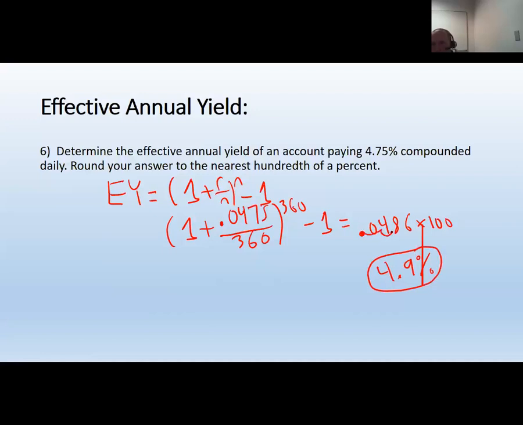Actually, they want it to the nearest hundredth of a percent, so that would be 4.86%. So does anybody have any questions? Okay.